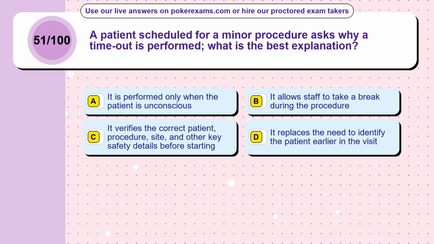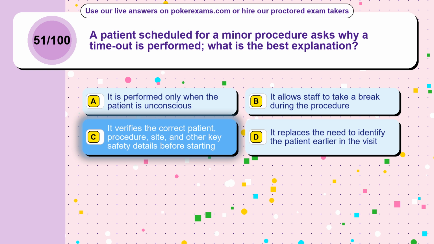Question 51. A patient scheduled for a minor procedure asks why a timeout is performed. What is the best explanation? Option A. It is performed only when the patient is unconscious. Option B. It allows staff to take a break during the procedure. Option C. It verifies the correct patient, procedure, site, and other key safety details before starting. Option D. It replaces the need to identify the patient earlier in the visit.